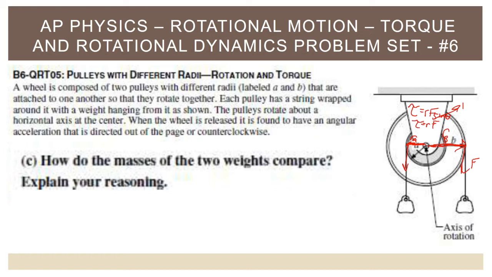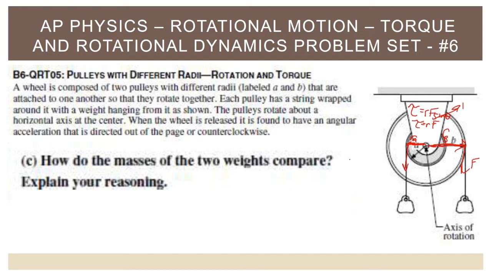Notice that makes sense with everything that we've said so far. B would make the wheel rotate clockwise. A would make the wheel rotate counterclockwise. And so now we have a pretty interesting question to ask. What does this information tell you about the masses?